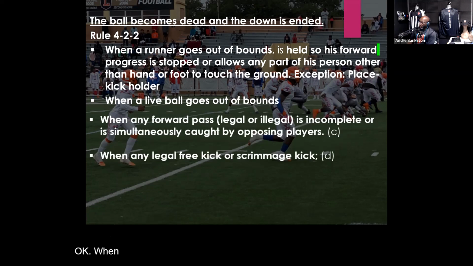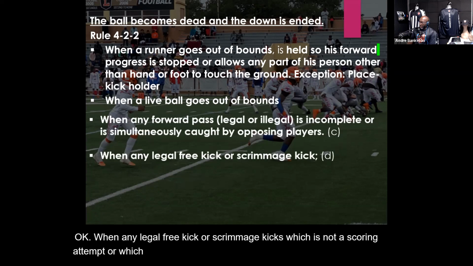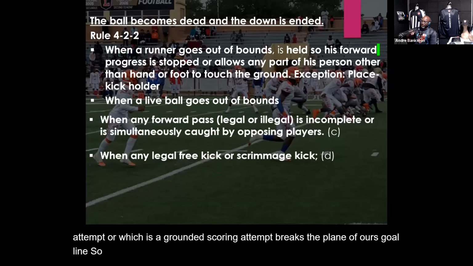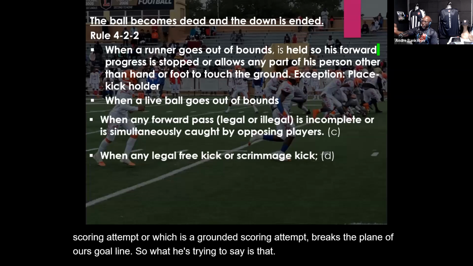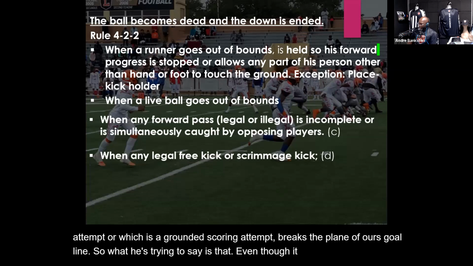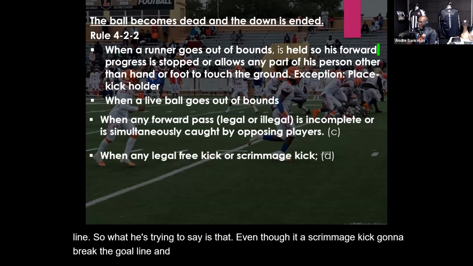When any legal free kick or scrimmage kick, which is not a scoring attempt or which is a grounded scoring attempt, breaks the plane of R's goal line. So what it's trying to say is that even though a scrimmage kick goes through the goal line, and typically that would be dead, if it's a scoring kick, it remains live.